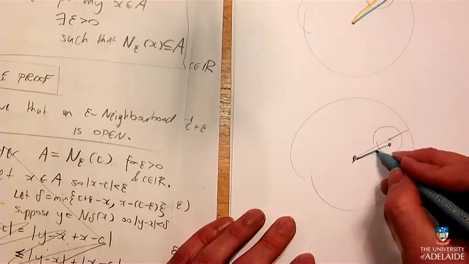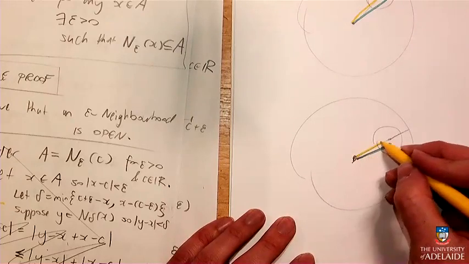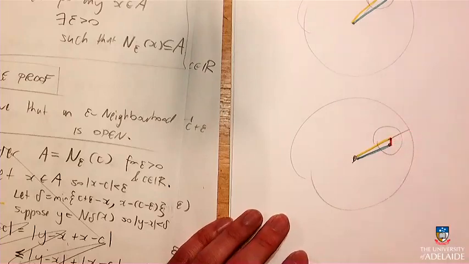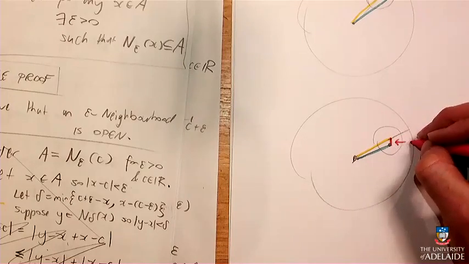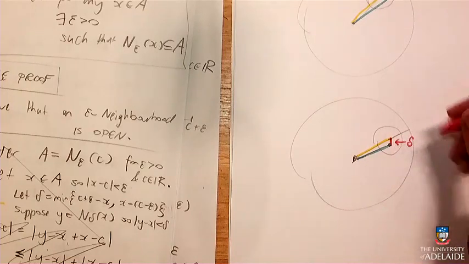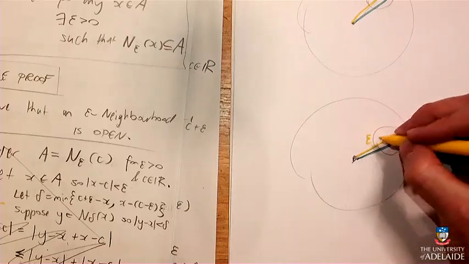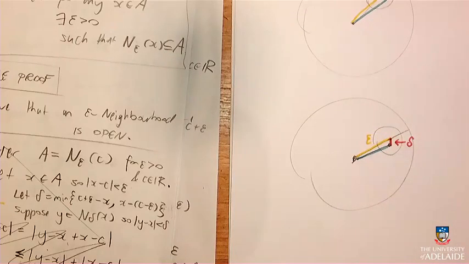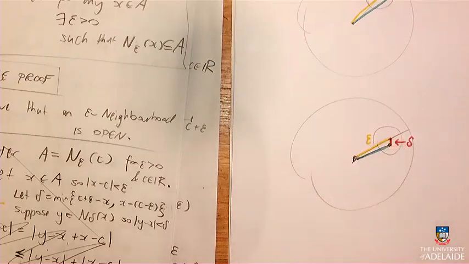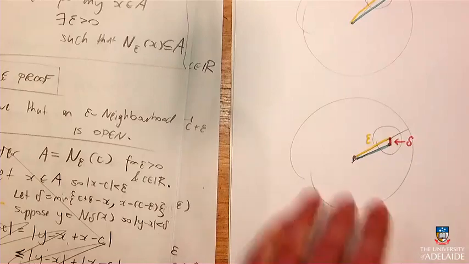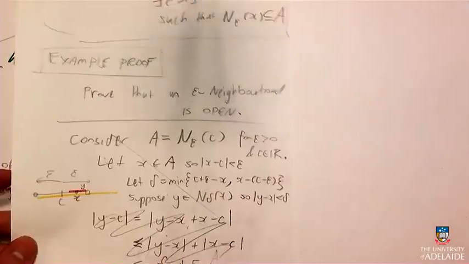This distance we know is less than this distance plus this distance. And this distance is less than delta. And this distance is less than epsilon. But we know how much less than epsilon this distance is. It's not just less than epsilon, it's an actual distance. We know this distance. It's literally, I think I've got it.